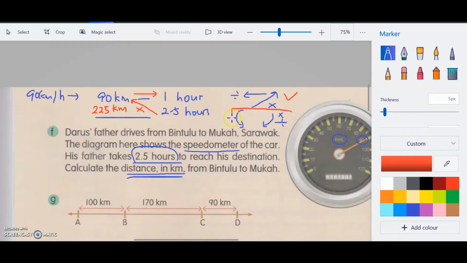Or if you want to try this method, finding the relationship. So from 1 to 2.5, do we times or divide? Now the number gets bigger, right? From 1 to 2.5, so we have to times. Now for multiplication of 1 is very simple. You times the same number. So 1 times 2.5 is 2.5. So the right side times 2.5, the left side also times 2.5. So if you take 90 kilometers times 2.5, you get 225 kilometers.